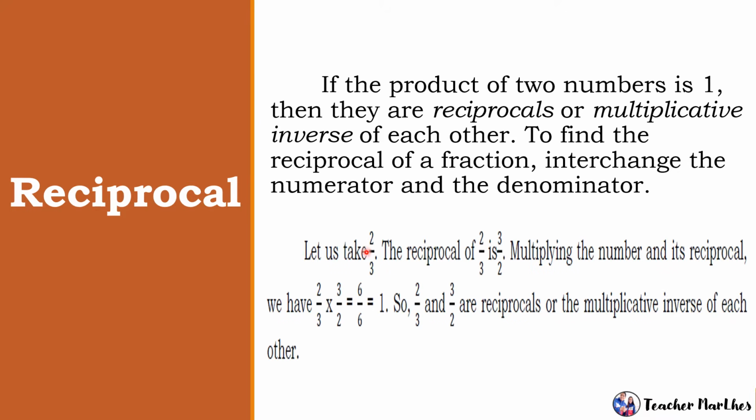So let us take 2/3. The reciprocal of 2/3 is 3/2. So pagpapalitin lang natin yung numerator and denominator para makuha yung reciprocal ng isang fraction. Multiplying the number and its reciprocal, we have 2/3 times 3/2 is equal to 2 times 3 is 6, 3 times 2 is 6, so we have 1. So 2/3 and 3/2 are reciprocals or the multiplicative inverse of each other.